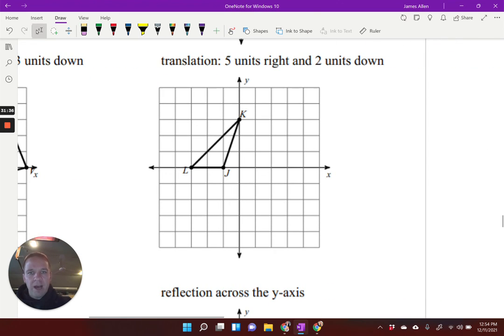Lovely. Next one. 5 units to the right and 2 units down. I'll start with K, because it's first alphabetically. I had to sing the alphabet in my head real quick. 5 units to the right, 2 units down, puts me K prime right here. L, 5 units to the right. That'd be right here. And then 2 units down would be right here. There's L prime. J, 5 units to the right, 2 down would be right here. That looks like the same diagram, except for that last line I didn't connect.